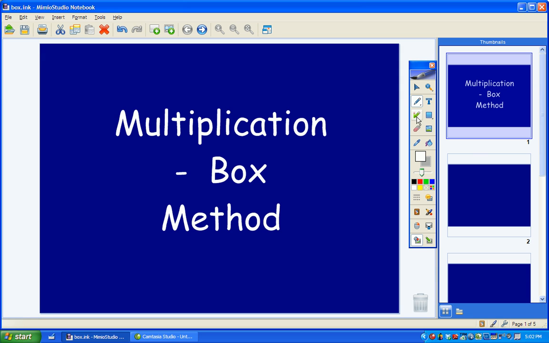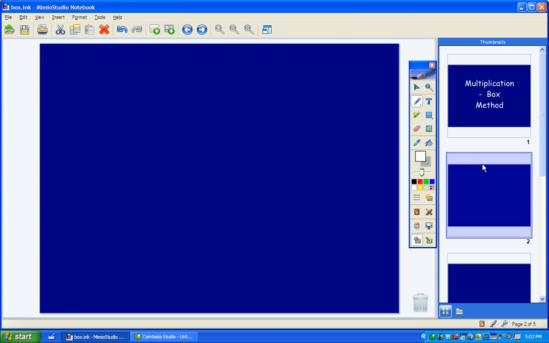Today we're going to be talking about the box method of multiplication. It's similar to the lattice in that you have to draw a box, but it actually breaks down the numbers a little bit more than you see in the lattice method. So we're going to go straight into some examples.